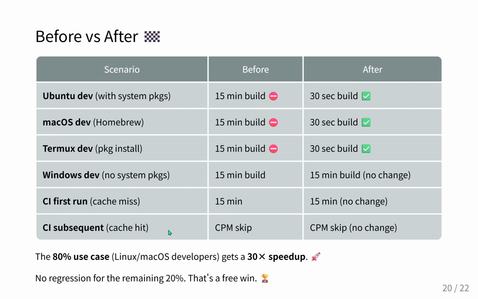But wait, doesn't that mean the CI server is still taking 15 minutes to build? No, because CI servers utilize really aggressive caching mechanisms like the GitHub Actions cache to store the CPM source directories between runs. Oh. Yeah, so once it falls back to CPM, it hits the cache, bypasses the download, and stays fast.